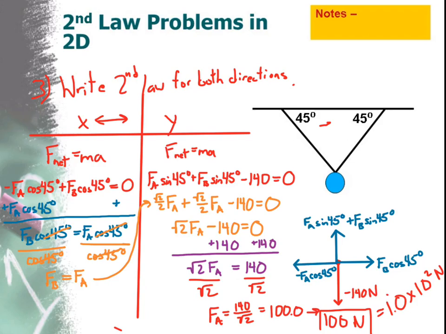Alright. Okay, so what do I do with this? Because I still have to find f sub b. Well, f sub b equals f sub a, right? So I can take this f sub a, bring it over here, and plug in its value. Now, for this one, it's pretty trivial, because f sub b has to equal f sub a, so f sub b is also 100 newtons. Okay, so there we go. We figured out what the tension in both of these ropes is.